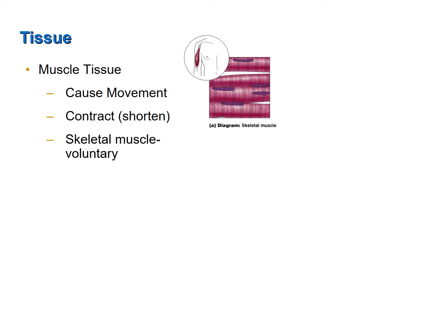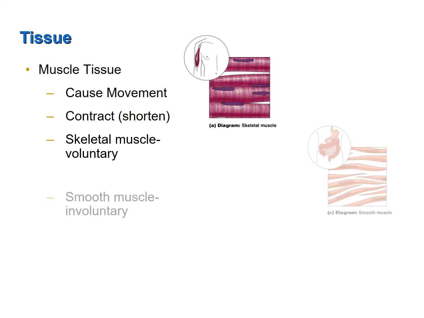Skeletal muscle tissue is found in skeletal muscles. Those are the muscles like the biceps brachii that are attached to the bones of the body. Skeletal muscle tissue is subject to voluntary control. We can contract and relax skeletal muscle tissue at will.